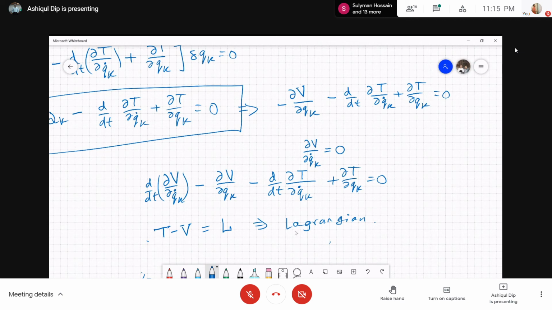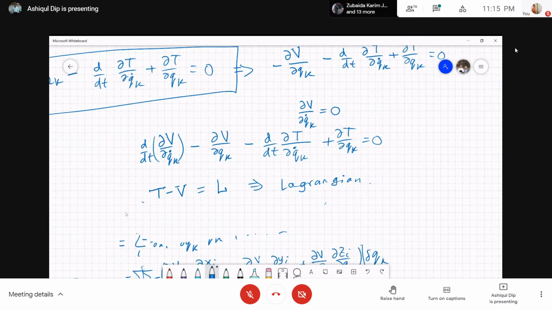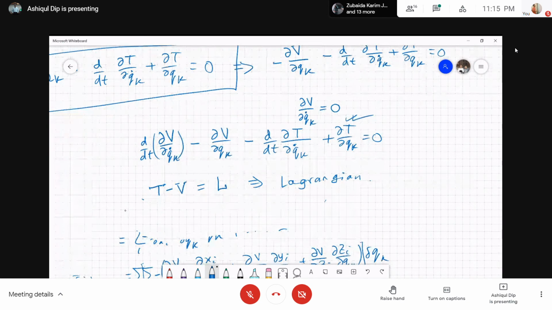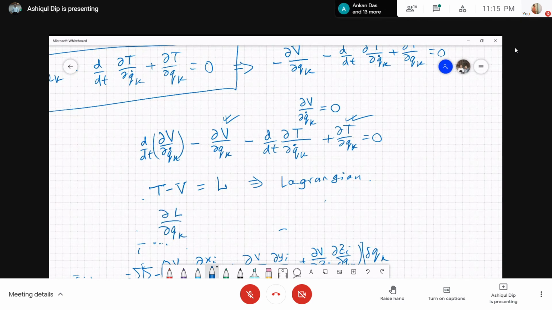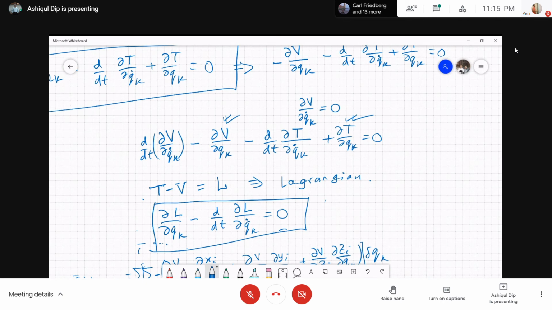With this definition, if you collect this term and that term, those two terms give you delta L by delta qk, right? And the other term, with minus factored out, is d/dt of delta L by delta qk dot. That thing goes to 0. So this is our new equation of mechanics. Instead of Newton's law, we have this equation, called Lagrange's equation.